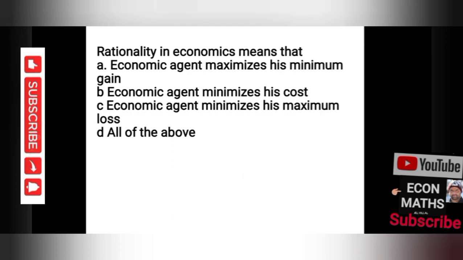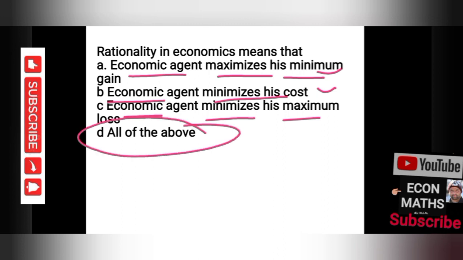Next question is, rationality in economics means that A option is economic agents maximize their minimum gain. B option is economic agents minimize their cost. This is true also. C option is economic agents minimize their maximum loss. That's also true. So all the options are true in this case.